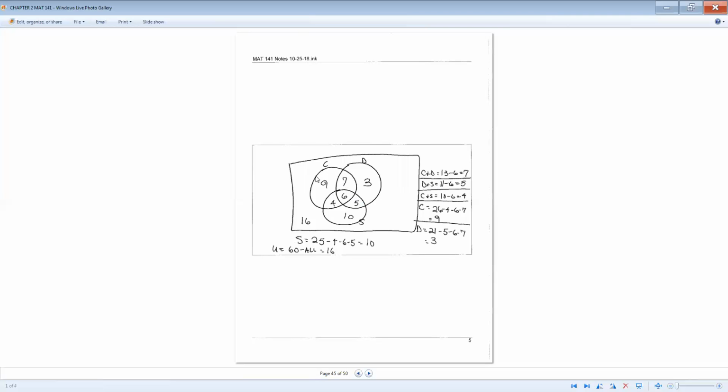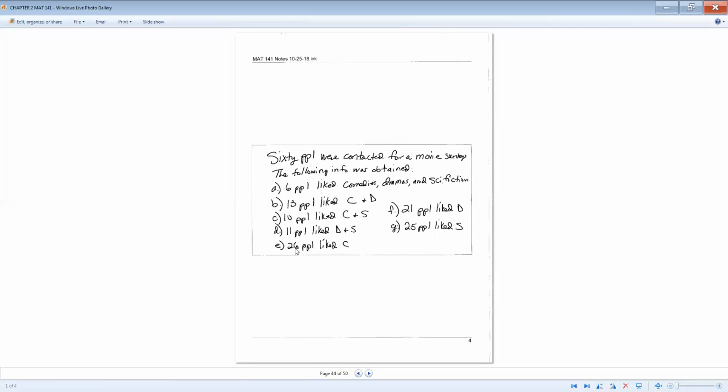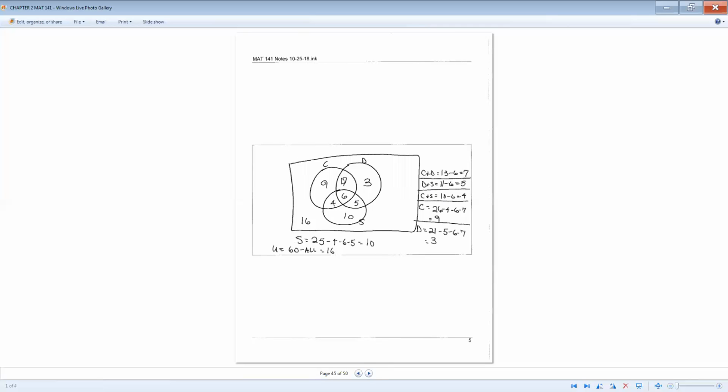So looking at the whole circle of comedy, the whole circle has to equal up to 26. So you do 26 minus 4 minus 6 minus 7, and that'll be 9 out here. It's just like comedy. The whole circle of drama has to add up to 21.